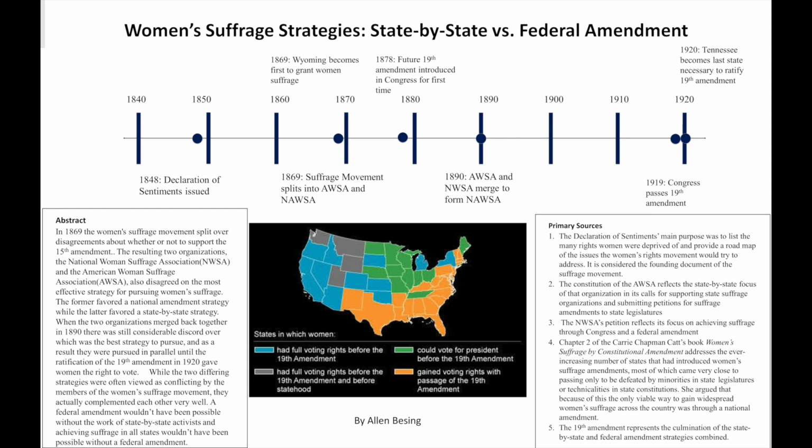As I'm sure you know, the 15th Amendment was successfully ratified, and so in 1890, the AWSA and the NWSA, without that major source of contention between them, eventually merged back together to form the National American Women's Suffrage Association, or the NAWSA. However, the disagreements between the two with regards to strategy persisted into the NAWSA, and that organization pursued both strategies in parallel, but in an uncoordinated way, pretty much right up until the final years before the 19th Amendment actually successfully passed and was ratified.